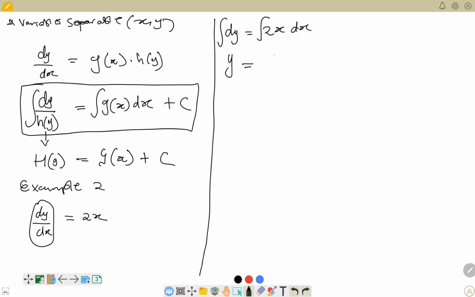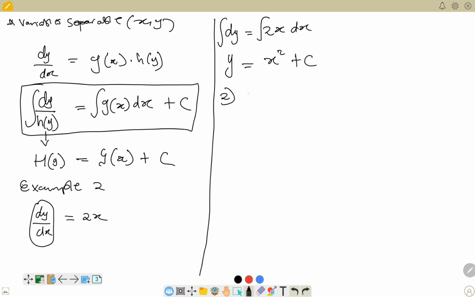When we integrate 2x, it's going to be x squared plus c. So we have found this is a general solution because we still have a constant here. We are not given the values of x and y in order to find the constant. So this is a general solution. So let's look at another problem.